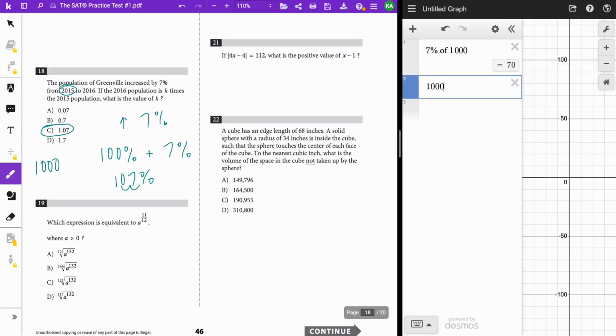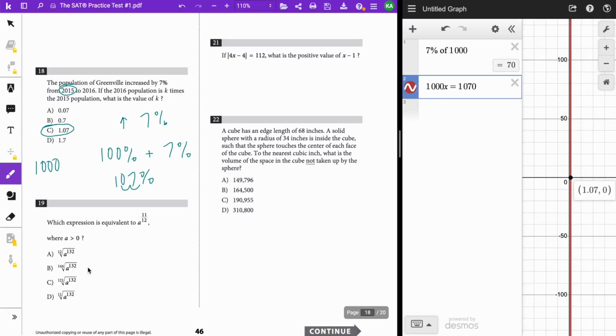You could also set up an equation that looks like this. 1,000 times something equals 1,070. What would that number be? Oh, look, it tells us 1.07. So that's another way that we can do this one. Either way, we get C.